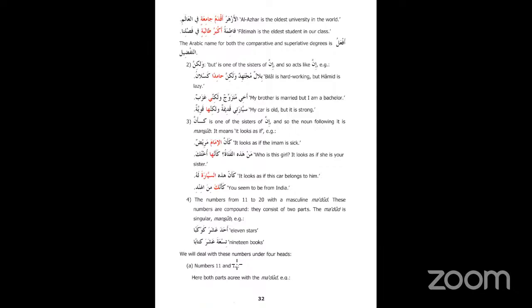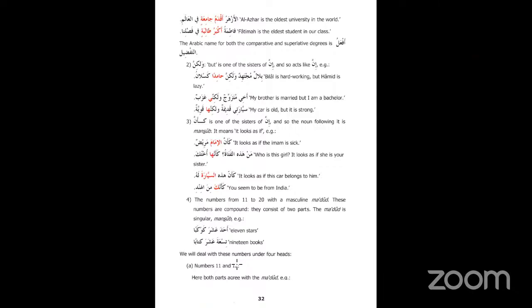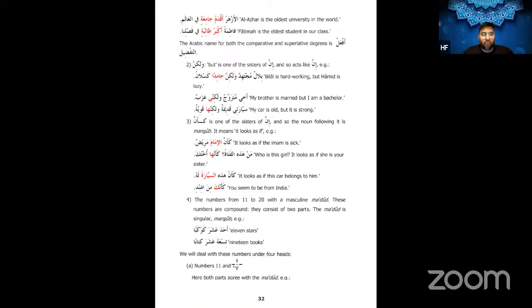Ka'anna hadihi sayyarata lahu. So they're all mansub, so they all have fatha. You seem to be from India. Ka'annaka min al-Hindi. So now this is genitive because it follows min. So Hindi is genitive, kasra. So al-imam is the ism of ka'anna, maridun is the khabar. Ka'annaha, ha here.